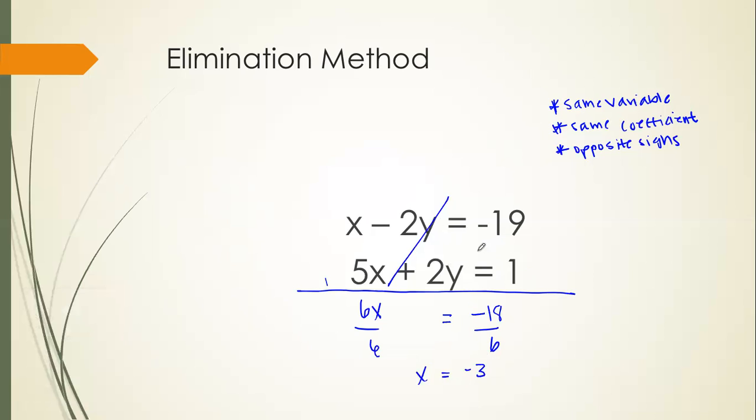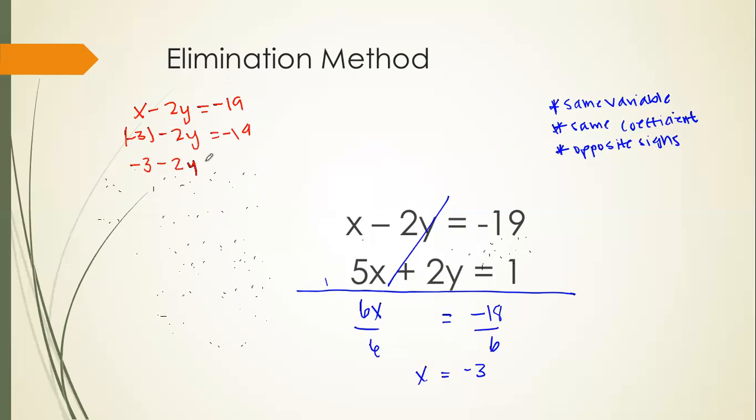It doesn't matter which equation you use. I'm going to use the top one because they're smaller numbers, so less work for me to do. So I'm going to use the top equation to solve for my y value. So substitute x equals negative 3, so I'm going to substitute negative 3 in for x. So negative 3 minus 2y equals negative 19. I don't know why I put the parentheses. Let me take those off.